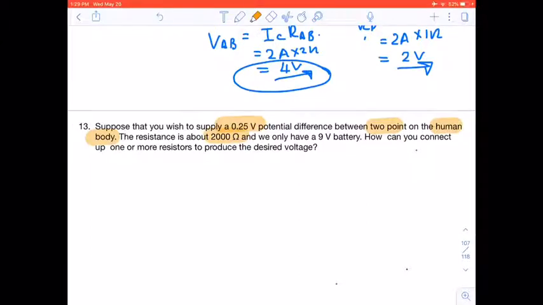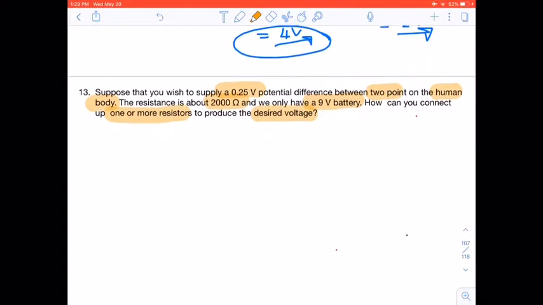When your body is wet, the resistance is lower, but when your body is dry, the resistance is higher, and the resistance in different parts of your body is also different, right? And we only have a 9-volt battery. So how can you connect up one or more resistors to produce the desired voltage? What voltage do we want across the human body? 0.25 volts. Okay.